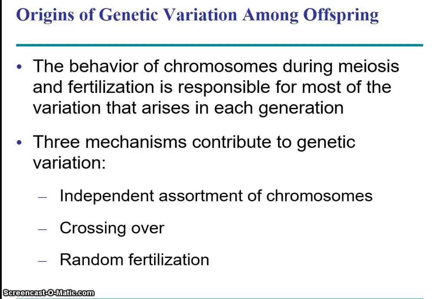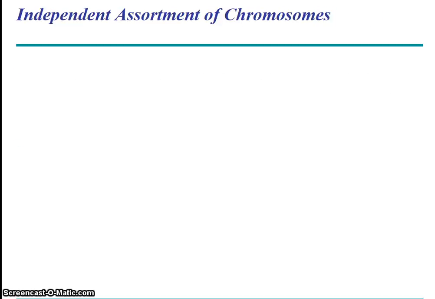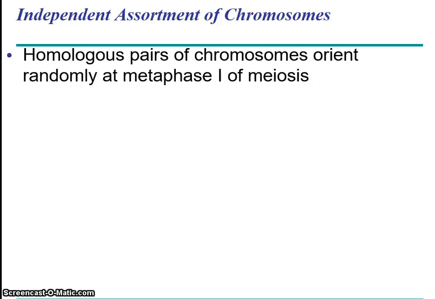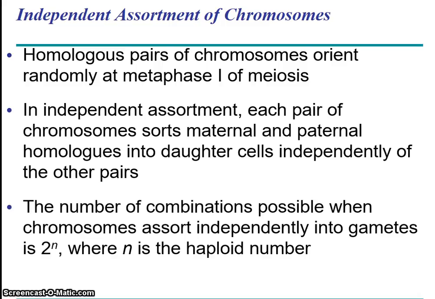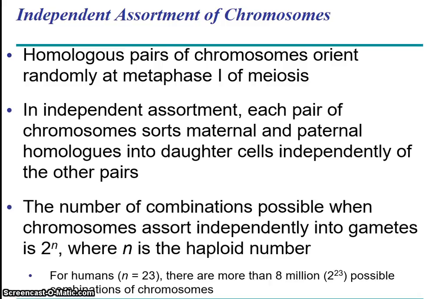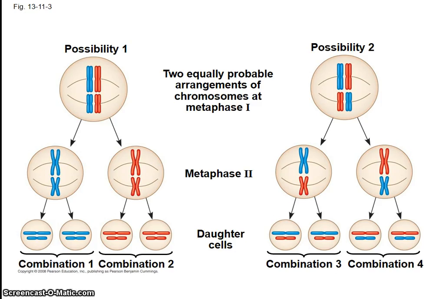So firstly, looking at independent assortment of chromosomes, this goes back to the process of meiosis and how the homologous chromosome pairs line up during metaphase 1 of meiosis 1. Now, as usual, it is better to take a look at this visually, so I'm going to flip ahead for a second. If we look at possibility 1, we have two homologous pairs, so the diploid number for this particular species would be 4: 1, 2, 3, 4, or two homologous pairs.